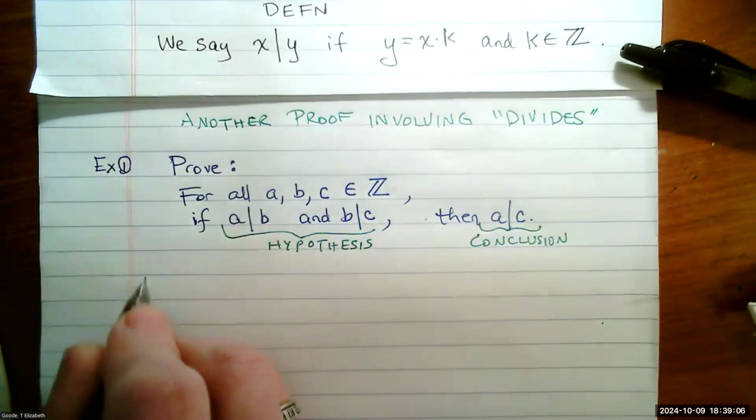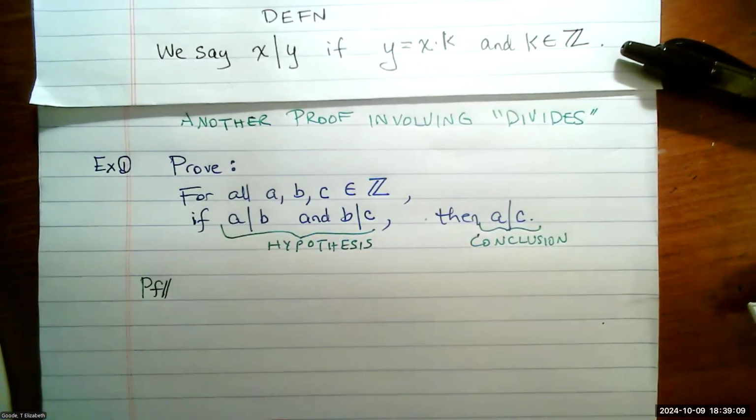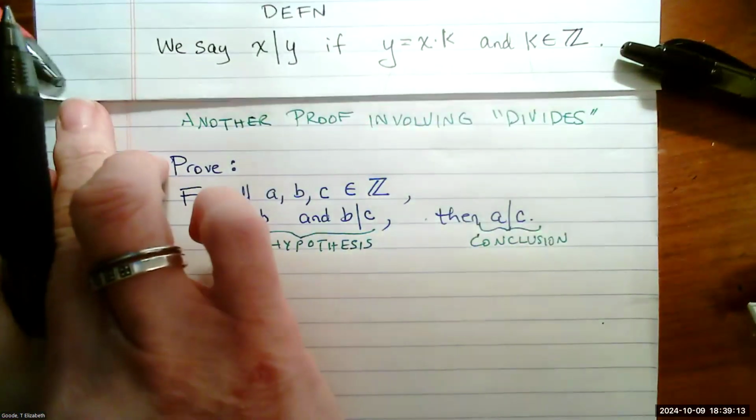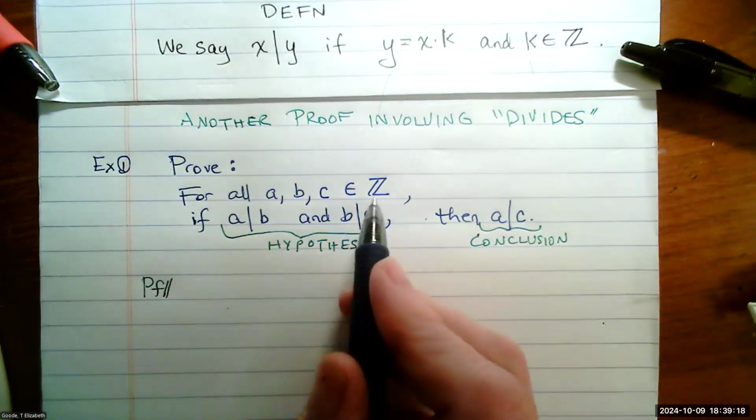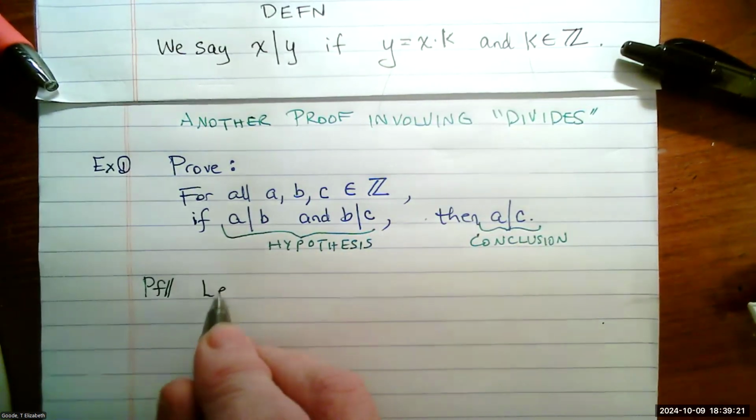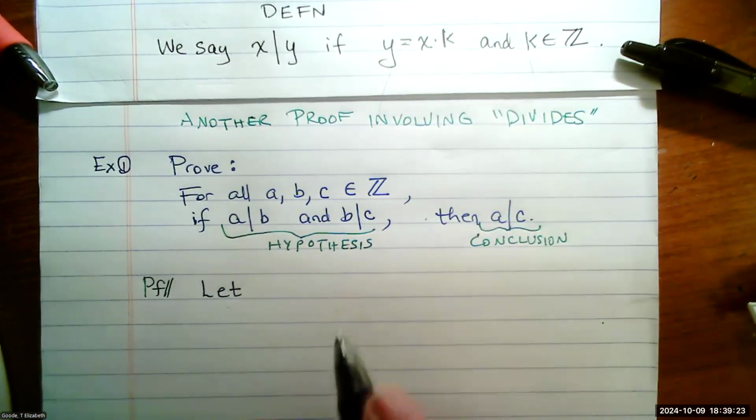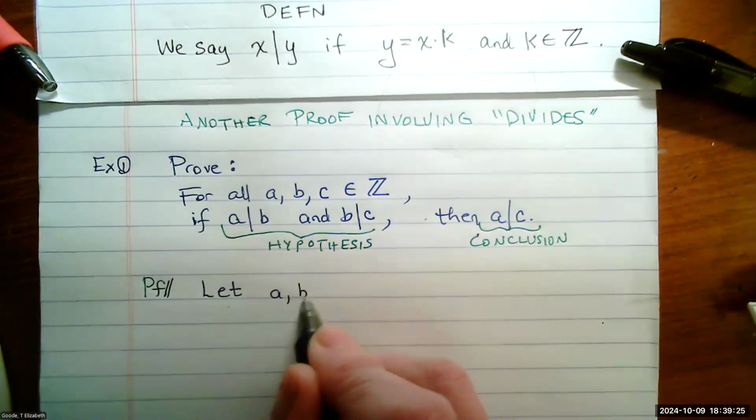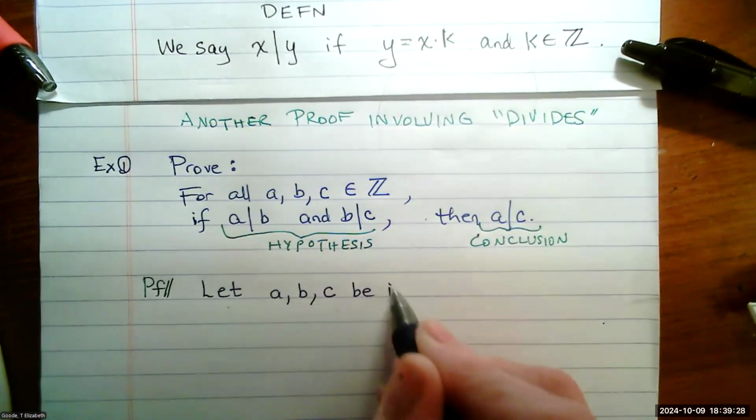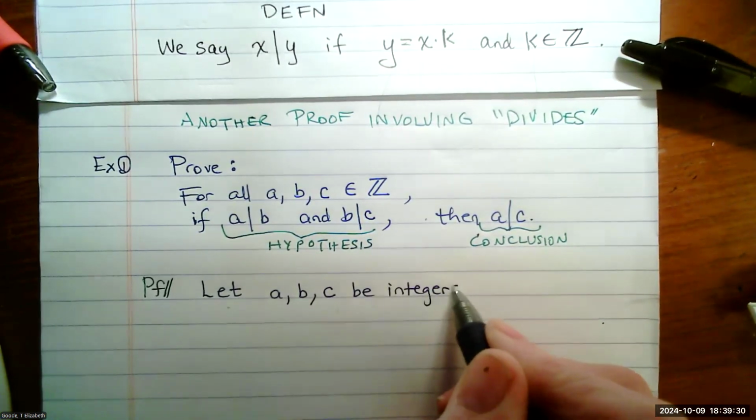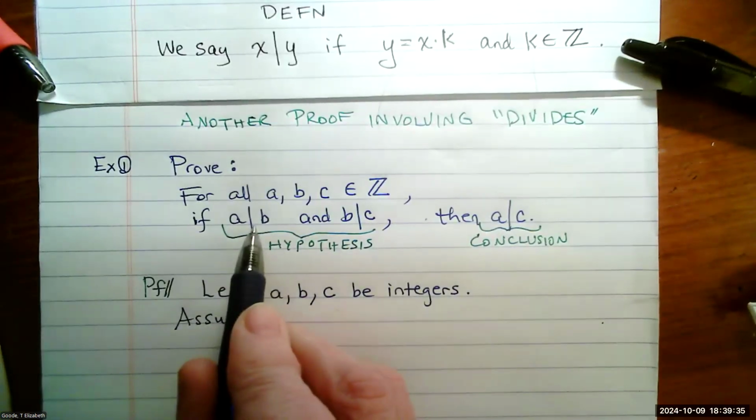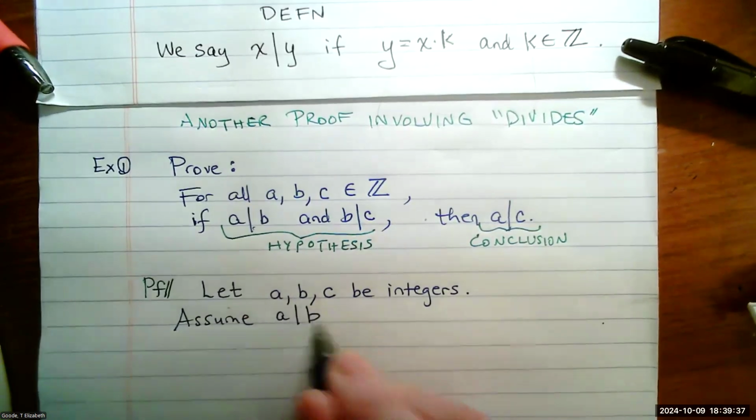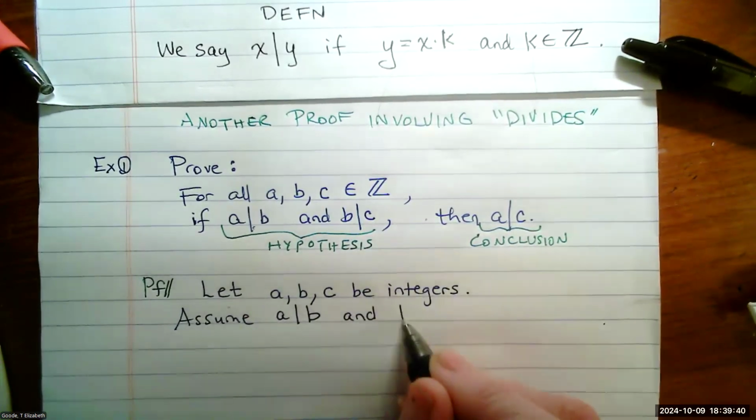Here we go. Let's write the proof. I'll use blue. So we assume that A, B, and C are integers. You could say "let," that's a word that can be used instead of assume or suppose. Let A, B, and C be integers. And we're going to assume, of course, the hypothesis that A divides B and B divides C.